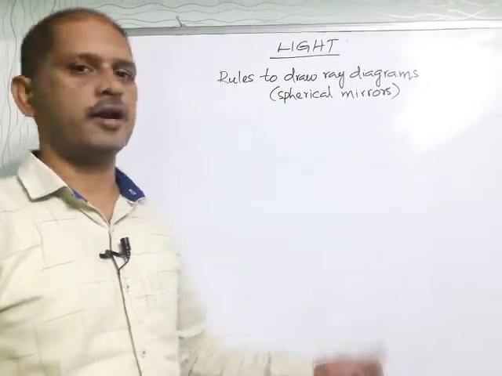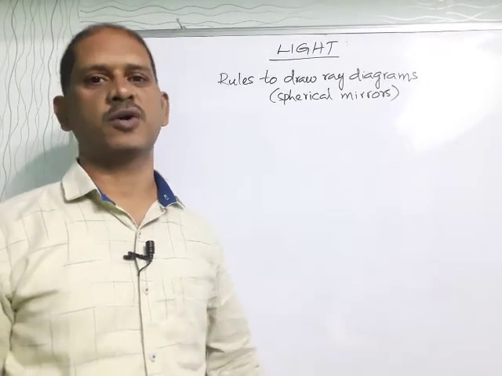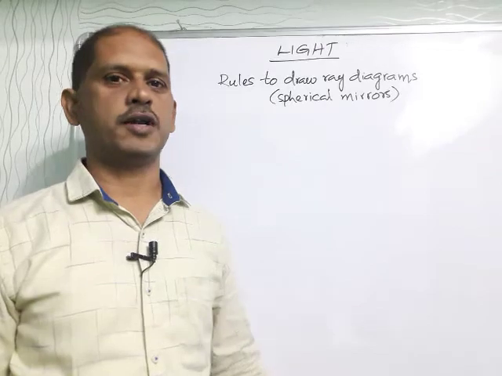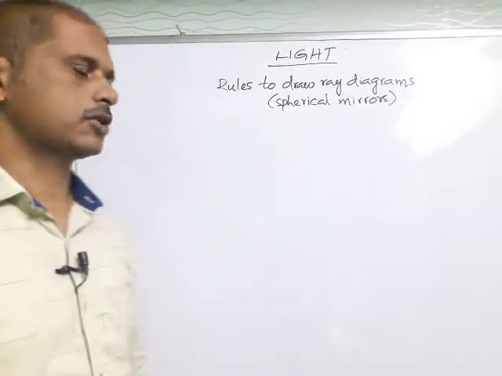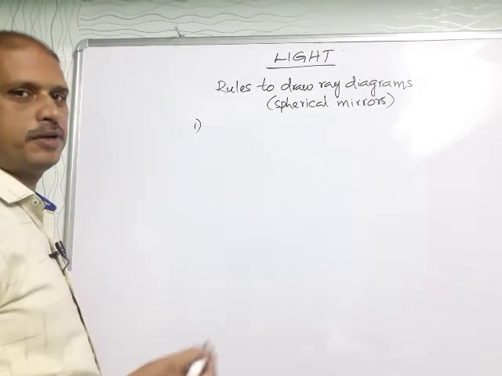First of all, to draw the ray diagrams, we have to follow some rules. According to the rules, we can draw the ray diagrams. So what are the rules? Let us see that. So the first one: when a light ray is passing parallel to the principal axis.